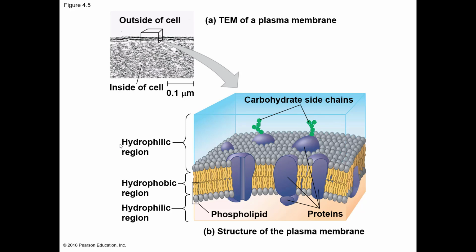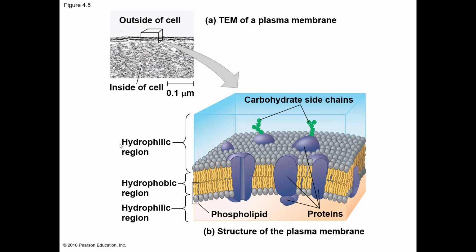This part loves water. So the hydrophilic region likes to touch the outside or the inside of the cell where there's a lot of water. The hydrophobic regions are the tails. Hydro means water and phobic means afraid of. So the tails don't want to touch the water, and as a result, they want to be protected.